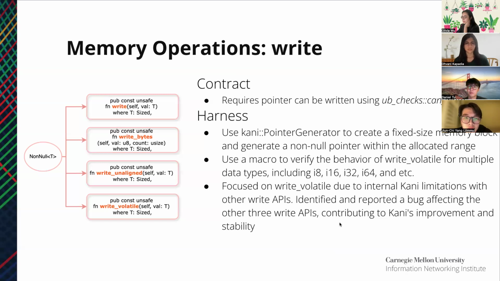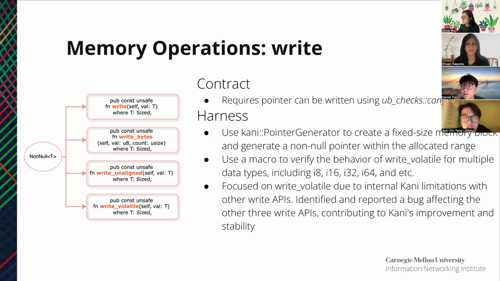So for verification, the contract requires that the pointer is writable using UB checks can write. And in the harness, we use the pointer generator to create a fixed size memory block and generate non-null pointers within the allocated range. A macro verifies the behavior of write volatile across different data types, including i8, i16, i32, i64, etc. And we have also implemented the zero size type. This ensured that the write volatile method worked consistently regardless of the type used.